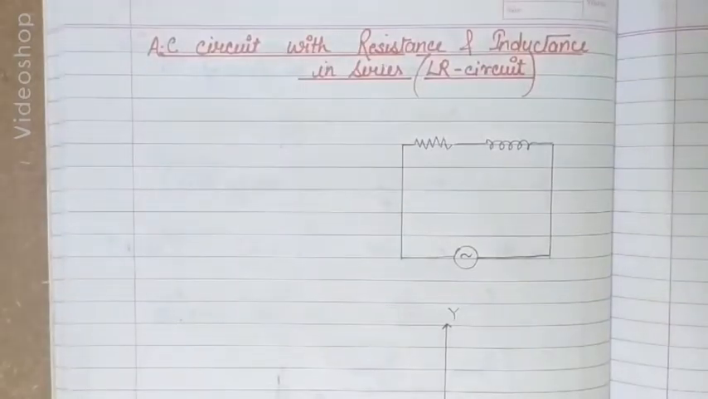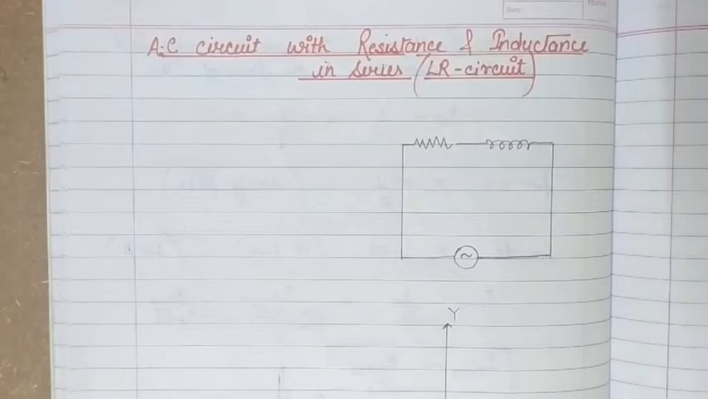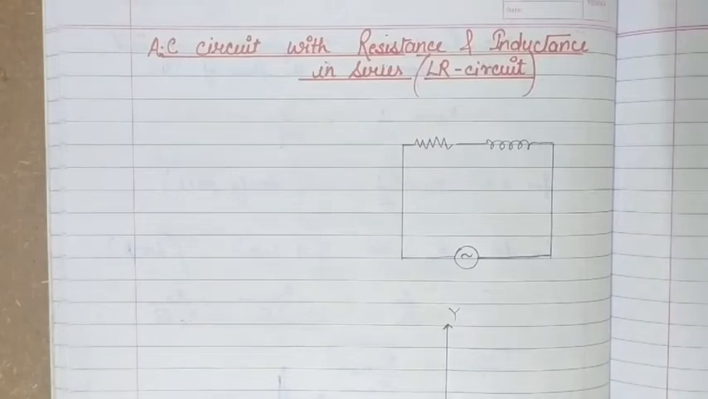Hello students, till now we have discussed AC circuits having only one circuit element, that is, purely resistive, purely inductive and purely capacitive circuits. But now we are going to study the LR circuit, which contains an inductor and a resistor in series.